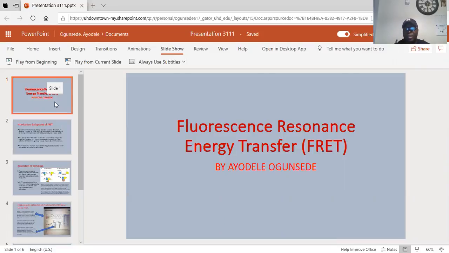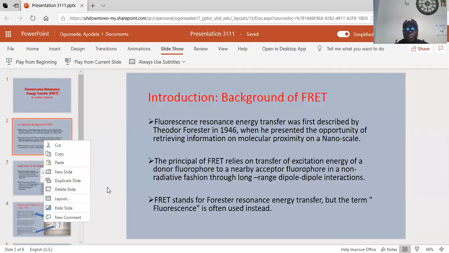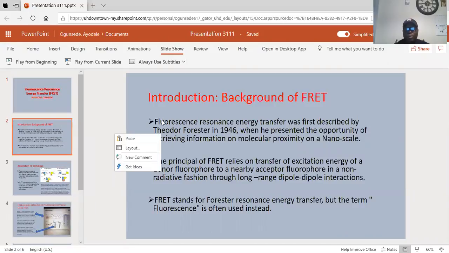Fluorescence Resonance Energy Transfer, FRET, by Ayodele Ogunsede. Background on FRET.